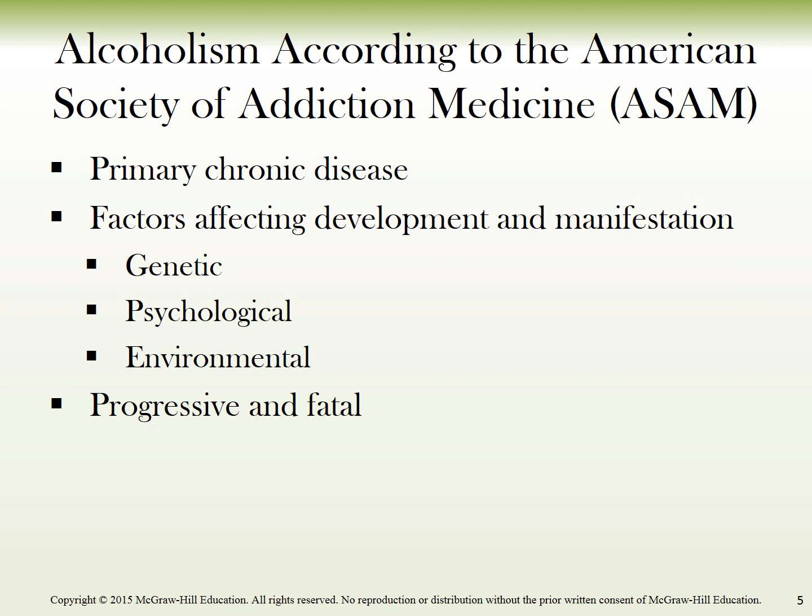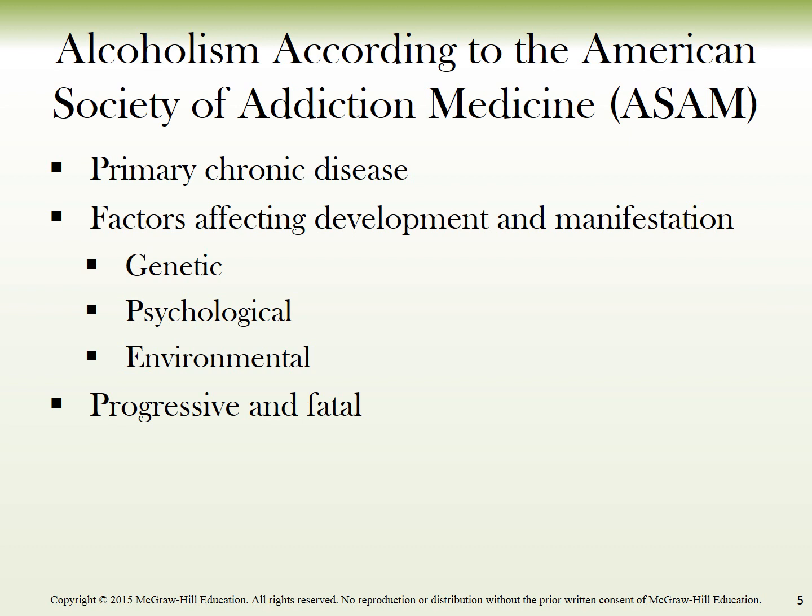There are genetic components to it, psychological components, and environmental components. There's a discussion in the chapter about a heterogeneous condition, so a variety of things account for the development of alcohol and other substance use disorders. There's also the recognition that if it is left untreated, number one, it's going to get worse, so it's progressive. It gets worse over time. And ultimately, if it's untreated, it's going to be fatal.